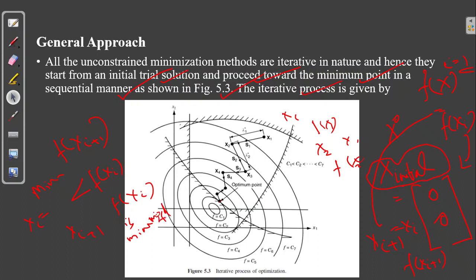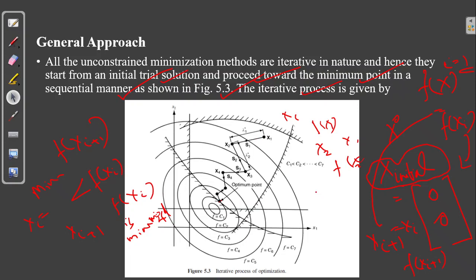Okay, so there are two things you should get. First is direction: in what direction you have to go so that our objective function is minimized. That is the first thing. Then the next thing you should get is the step.